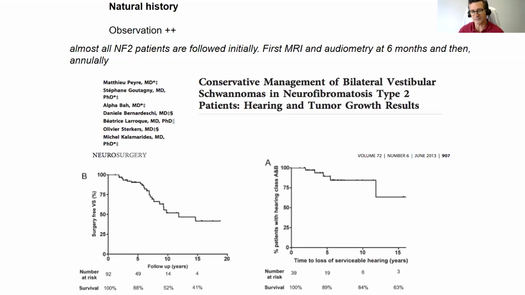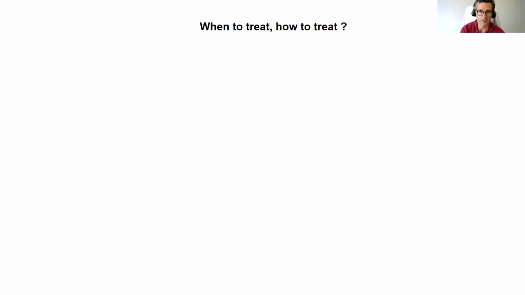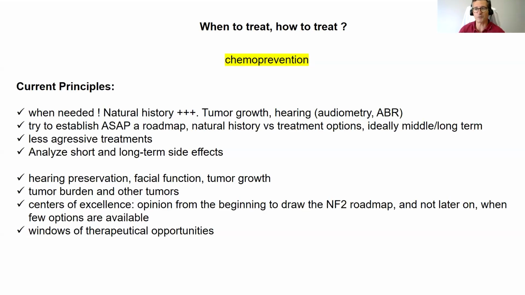And it's why I think it's very important to understand natural history, evolution of hearing, and tumor growth. So the question: when to treat, how to treat. We are dreaming, and at the CTF, they are working very hard to find a chemoprevention, because what we would love to have is a drug, a treatment that can stop and freeze the situation from the beginning. For the moment, it doesn't exist. So there are some principles.